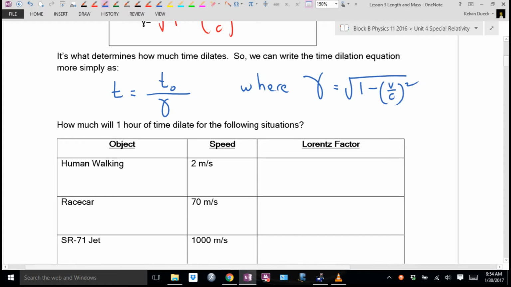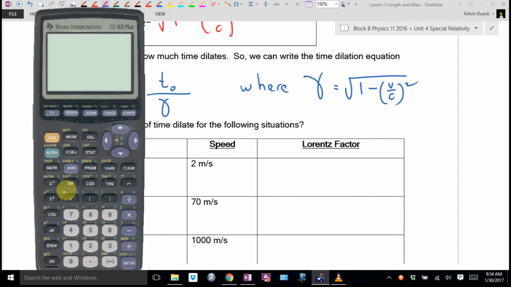Okay. What I want to ask is, how much will 1 hour of time dilate for each of the following situations? And the way we're going to do that is we're going to get our calculators out, Alec, and we're going to calculate the Lorentz factor, the square root of 1 minus v over c all squared, for each of these. First of all, for a human walking, and get your calculator out. So an average human walks at 2 meters per second.